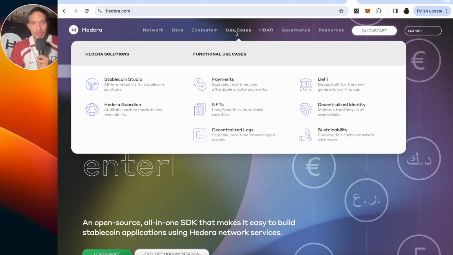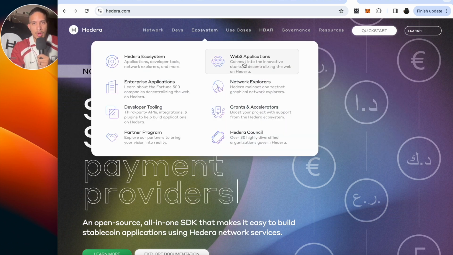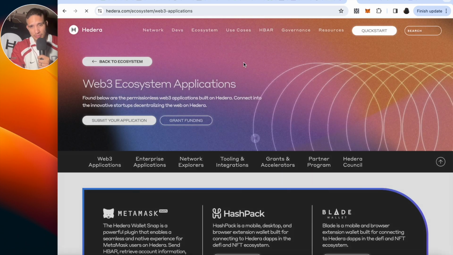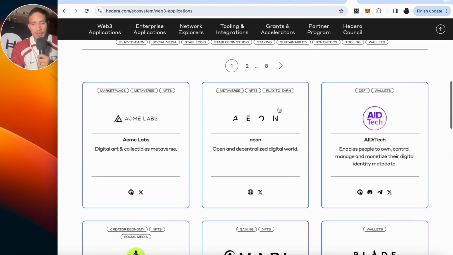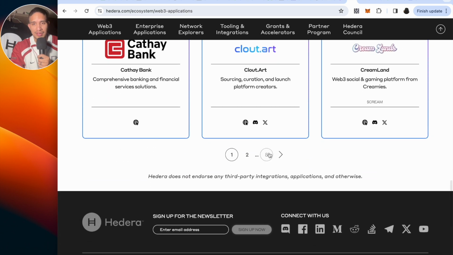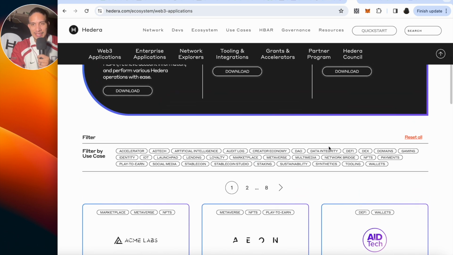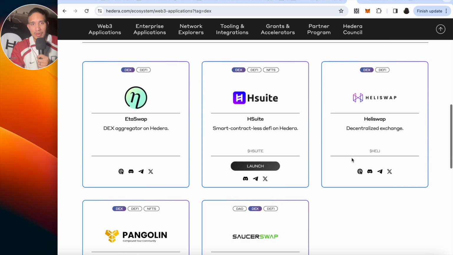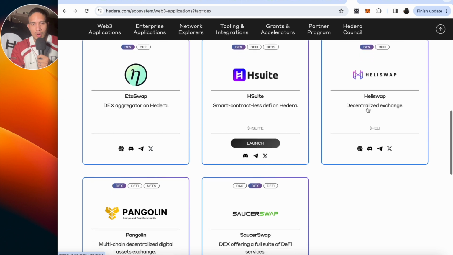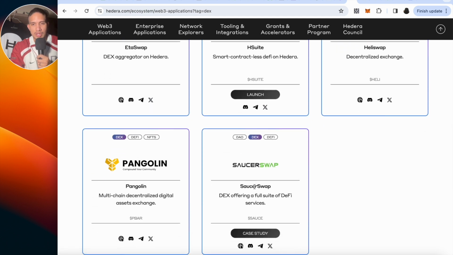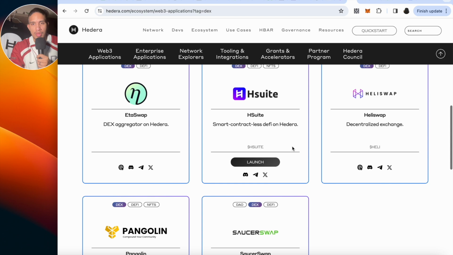So you come to use cases, ecosystem, Web3 applications. Here you go. Now you're going to see the full list of Web3 applications. It has 8 full pages, but we're going to skip through all of this and only look at DEXs. So you're going to click here on filter use cases by DEXs. Click on DEXs. And then boom, there you have it. You have Edaswap, HSUITE, HeliSwap, Pangolin, and SaucerSwap. Okay.